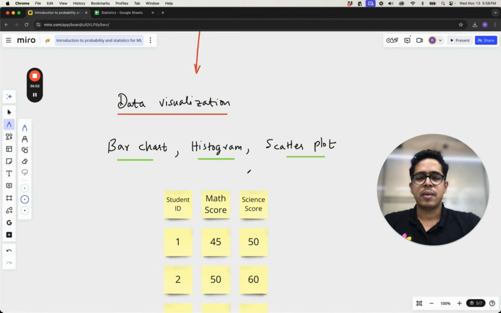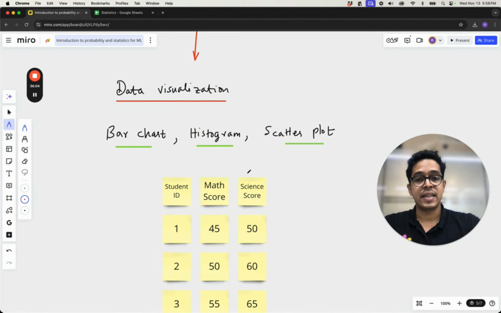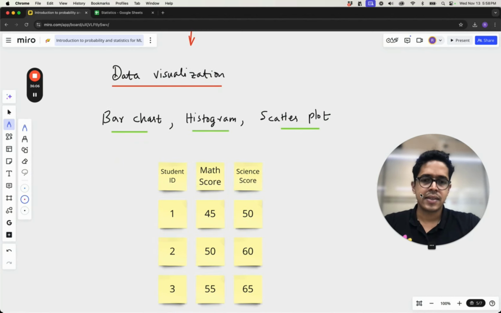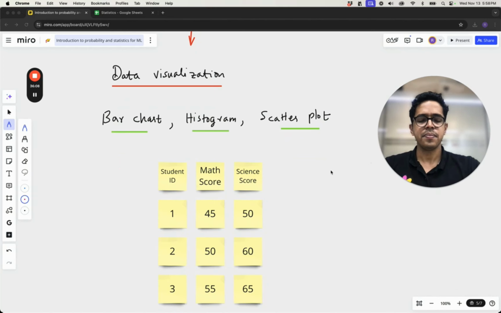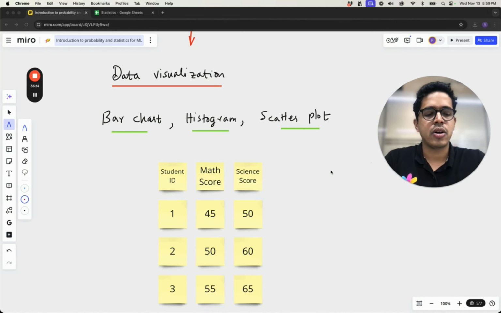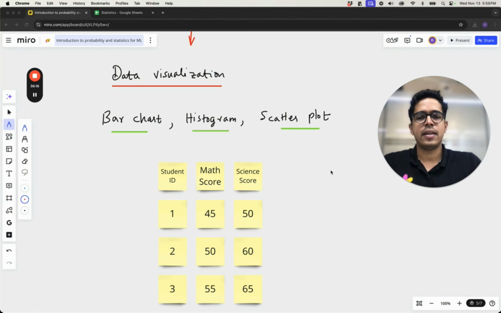Now let's come to the last part of today's lecture. It is data visualization. This is fairly simple and straightforward. We can visualize data in different formats. And data visualization is extremely important because often whatever statistical things we come up with, let's say a mean or standard deviation, etc., instead of looking at the numbers, we can also see that visually.